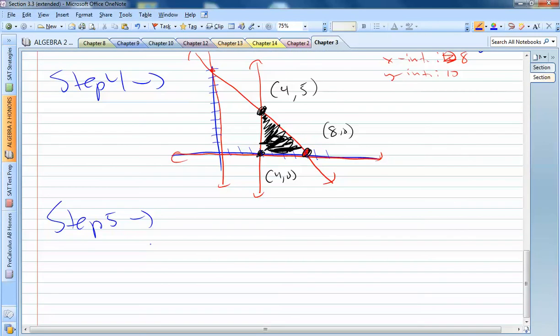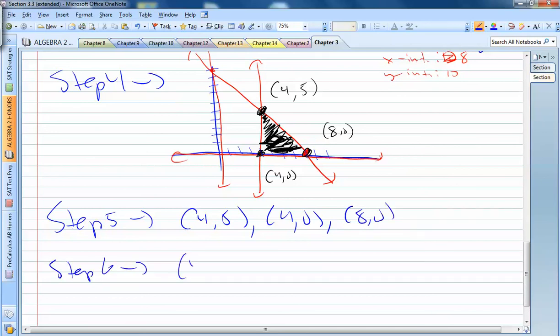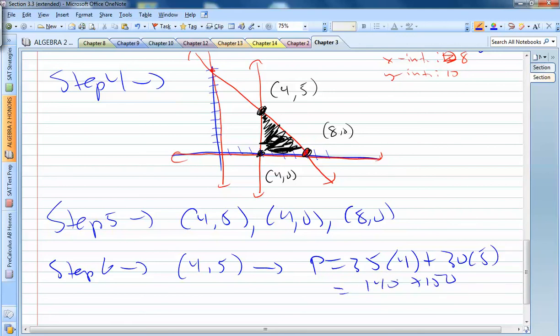So step 5 has actually already been done. 4, 5, 4, 0, and 8, 0. So for step 6, we simply need to test each of those points. And we test it back into the profit function to see which one gives us the highest profit. So we get 140 plus 150. So if I made 4 bowls and 5 plates, and that would keep me within all the constraints, I make $290. Okay, that's not bad.